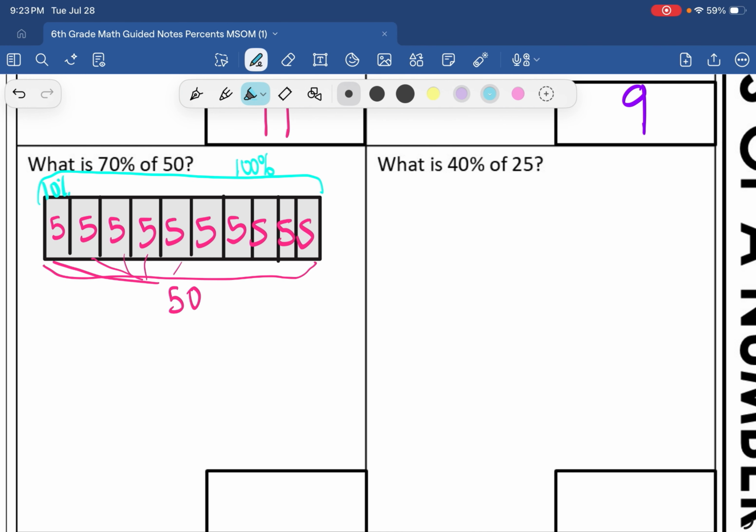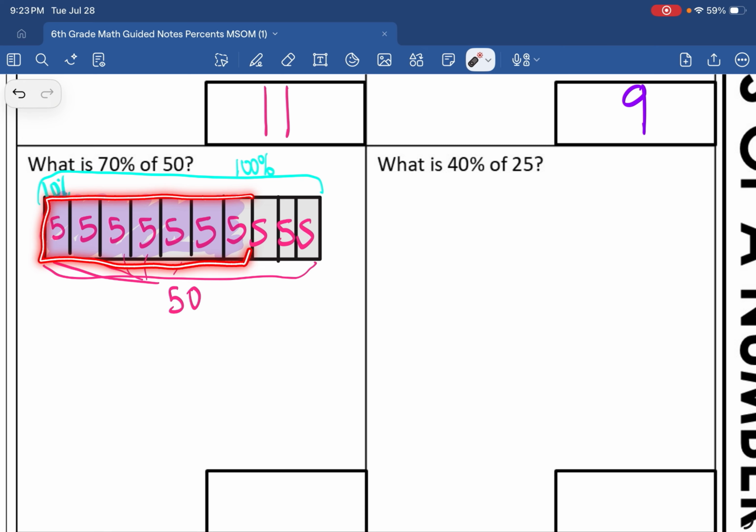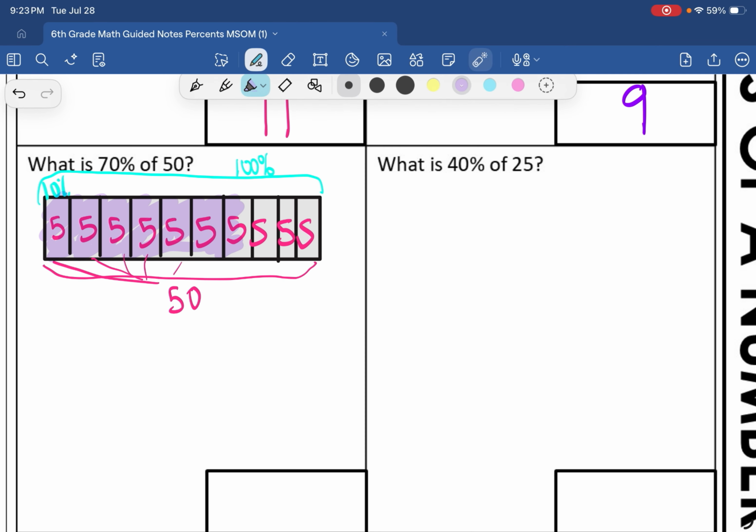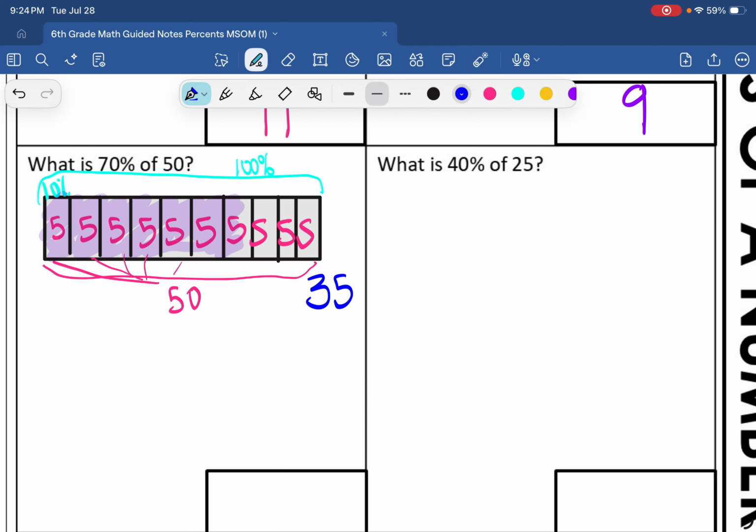Now it's asking me for 70%, not 10%. So I am going to need 7 of these because each is 10%. So that would be 70%. Therefore, 5 times 7, because there's 7 of these and each one is 5, so 5 times 7 will be 35.